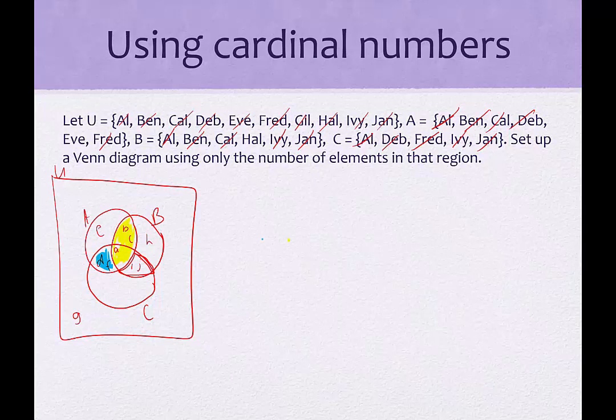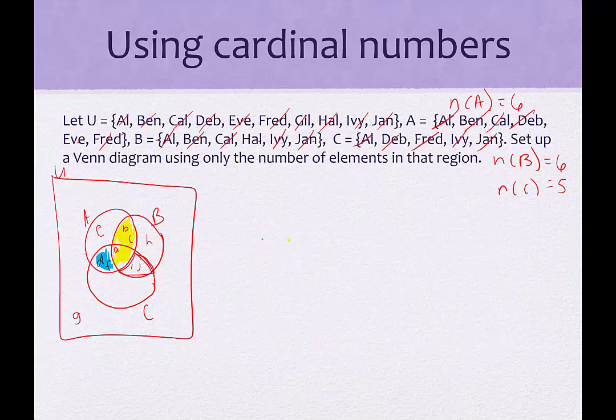When we use cardinal numbers, what we know here is that the cardinal number of set A, that's the number of people in set A, is 1, 2, 3, 4, 5, 6. And the number of people in set B is 1, 2, 3, 4, 5, 6. And the cardinal number of set C is 1, 2, 3, 4, 5.